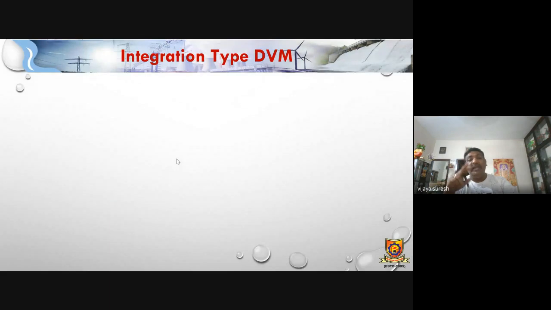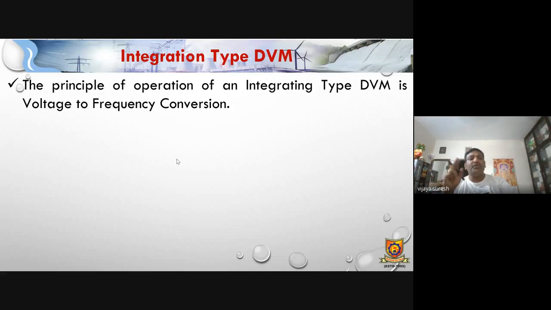Now we'll move to the integrating type. It's a very similar concept. Here the principle of operation is that the voltage is converted into frequency. In the ramp type, the principle is that the voltage is converted into a duration of time. In the integrating type method, the voltage is converted into frequency. That is the only difference between the ramp type digital voltmeter and the integrating type digital voltmeter.